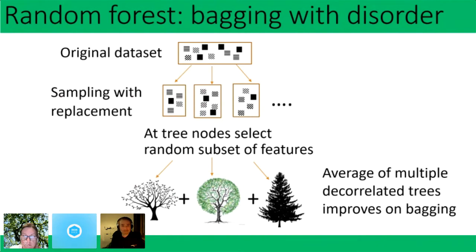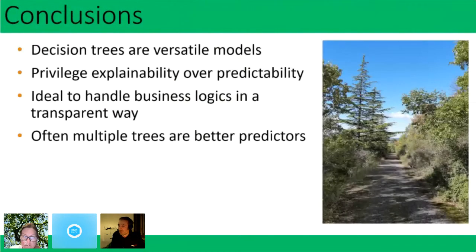And this brings me to my conclusions. So I hope I convinced you that decision trees are versatile models, that they privilege explainability over predictability. So this is something not to underestimate, I think. They're ideal to handle business logic in a transparent way, because you can easily explain via a flowchart the decisions made by the algorithm to your colleagues, to non-technical colleagues, to stakeholders, to managers, and that helps build trust in the model.